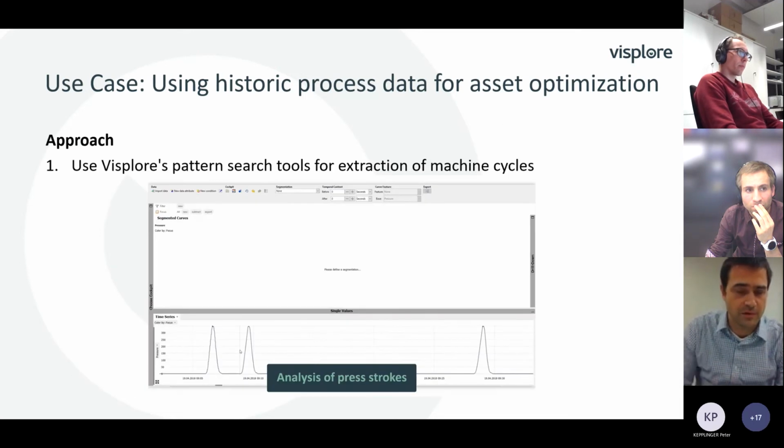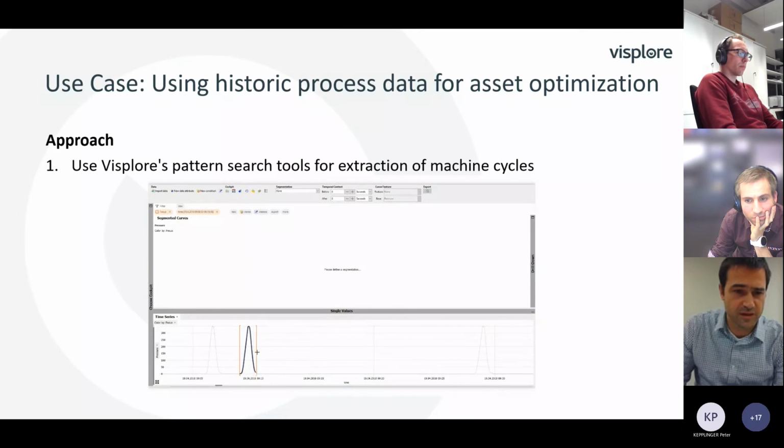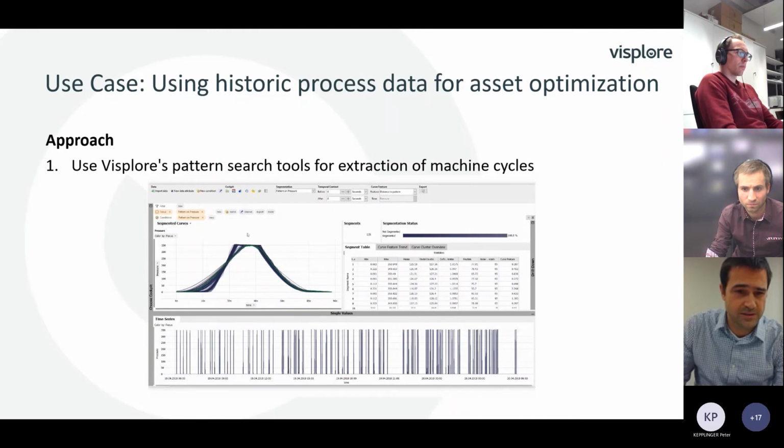Okay, also looking at the approach, how they did this. What they basically did as a first step after getting the data into Visplore is to use Visplore's pattern search tool for extracting machine cycles. So what you see here in this line below are press strokes with some time passing in between. So you see that they occur at irregular frequencies.